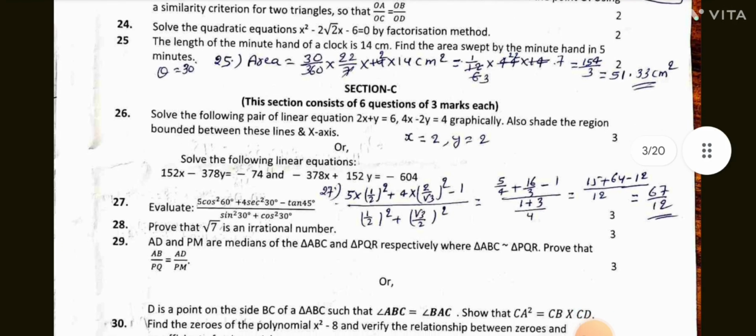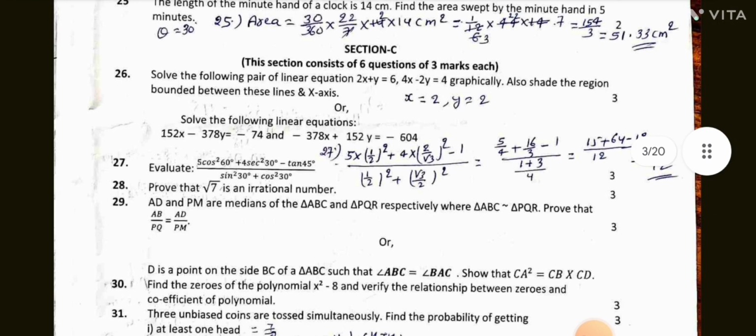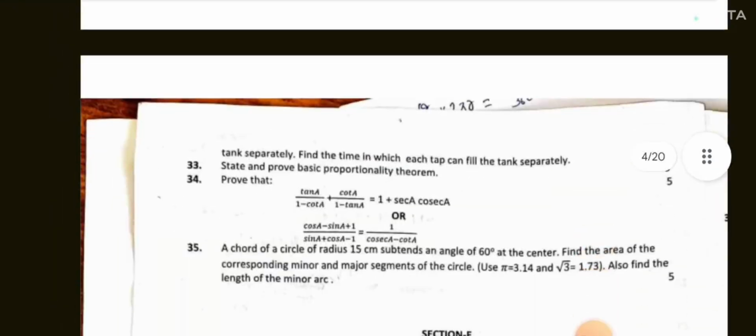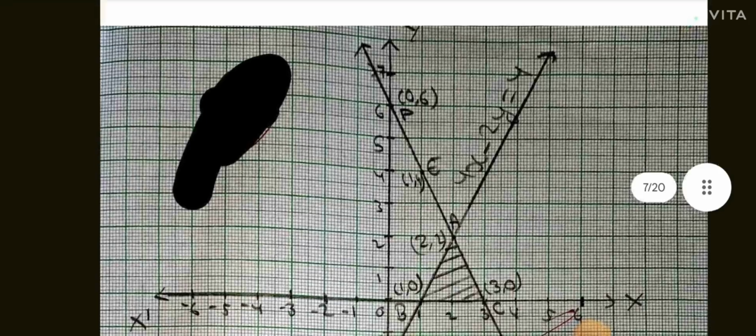Now question 26. Solve the following pair of linear equations graphically. Shade the region bounded by that. The equations are 2x plus y equal to 6, 4x minus 2y equal to 4. Here you can see that if you draw the graph of this, you can see this type of graph.